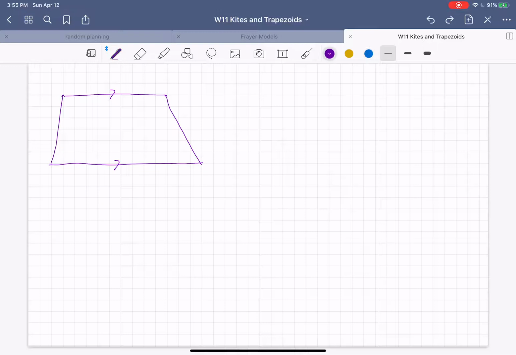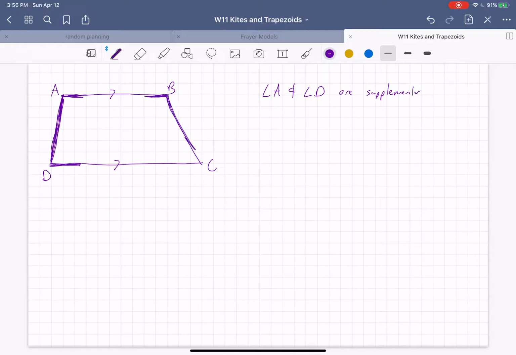Instead, because of these parallel sides, we have two U's, right? And we remember from our previous units that those U's, we would call them same side interior angles, and they are supplementary. So if we label this A, B, C, D, we can say angle A and angle D are supplementary. That would also be true on the other side, right?